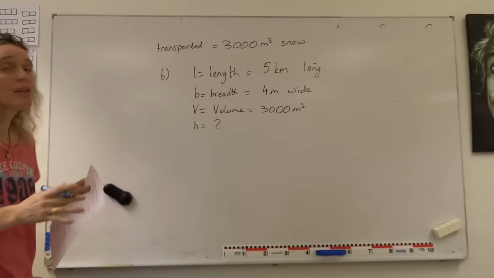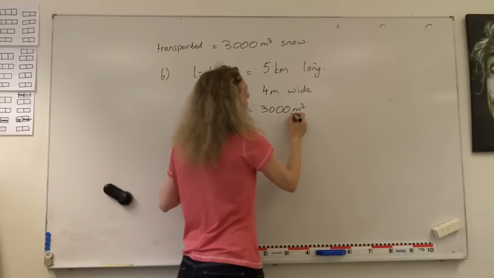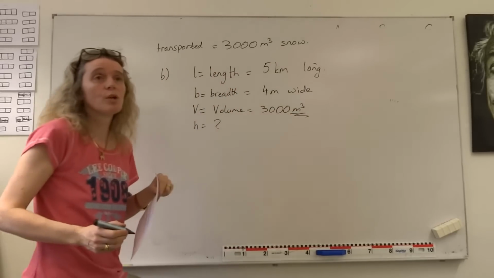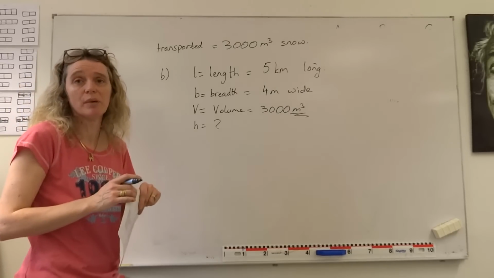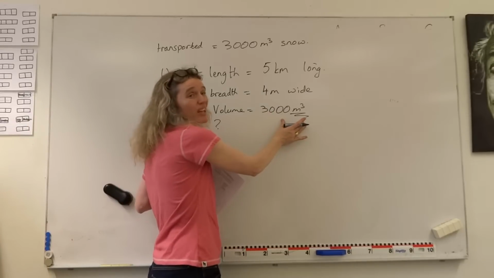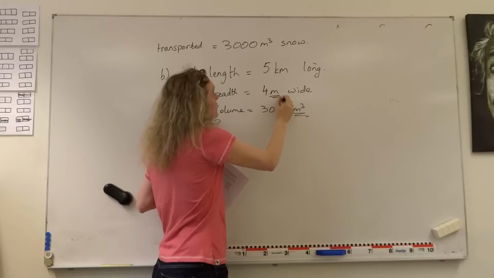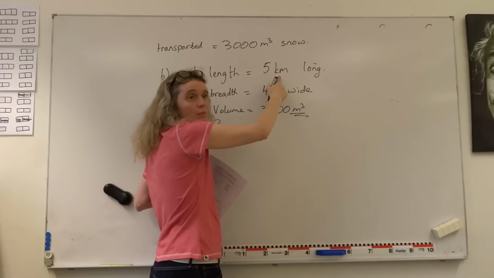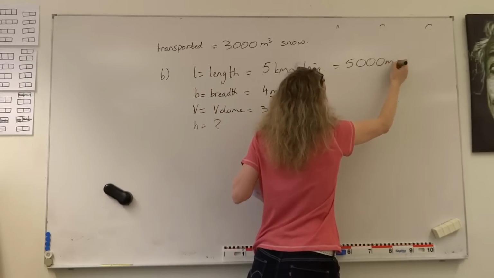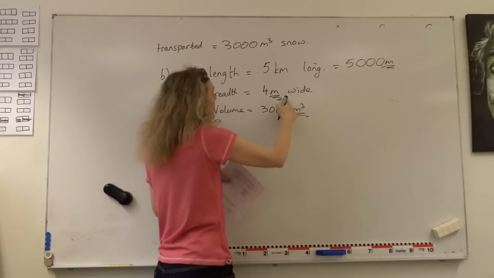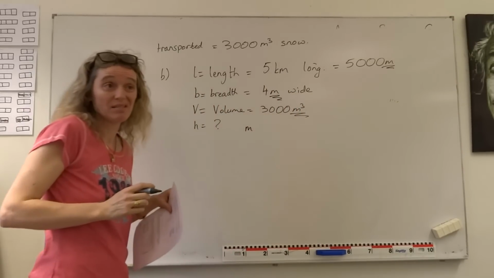In order to do anything with this, you can't do anything unless you've got everything in the same units. Here we have a unit of meters cubed, which means that anything that is going to be in our calculation has to be in terms of meters, unless we change the volume unit. That's not a good one to change. It's much easier to change everything else. So here we have meters, here we don't have meters, but we can convert kilometers to meters. 5 kilometers equals 5,000 meters. Now we've got meters, meters. What are we going to get our answer in? We're going to get our answer in meters.